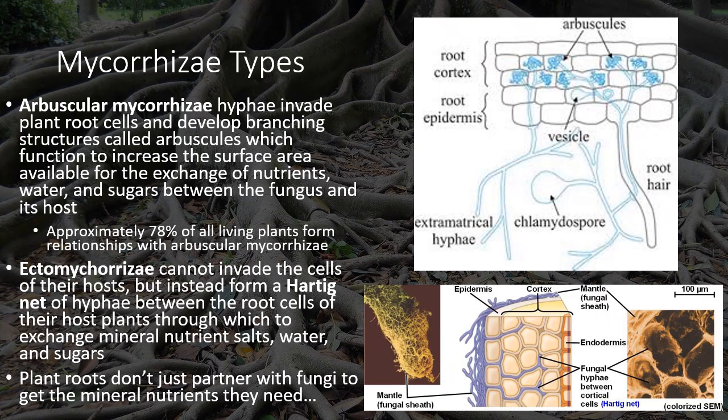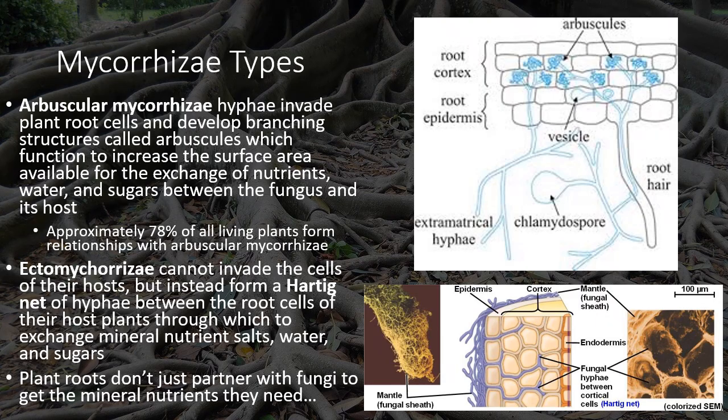Approximately 78% of all living plants form relationships with these fungi, and it's a highly beneficial relationship for both of them. Typically, there are some situations where these mycorrhizae can be just a little bit pathogenic, often mildly pathogenic. Sometimes, if the conditions are not great in the soil, the fungus will actually start stealing sugars without providing any nutrients or water in exchange. But generally, these are beneficial relationships.